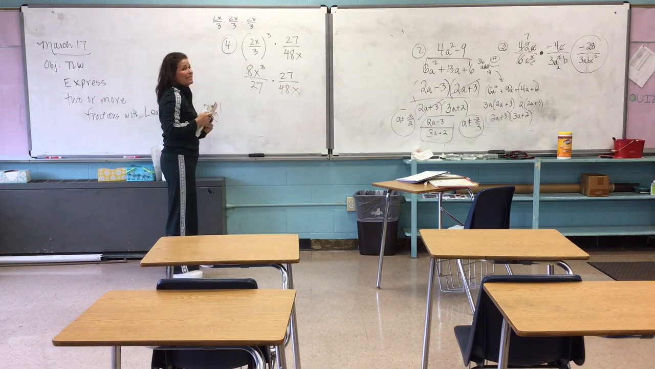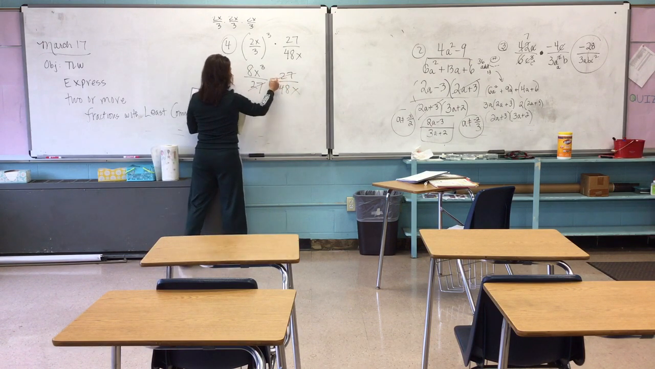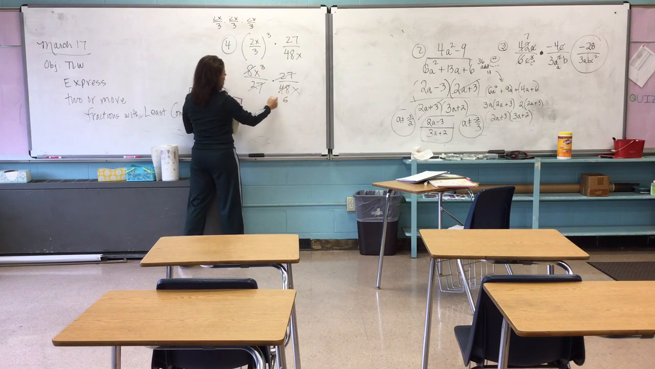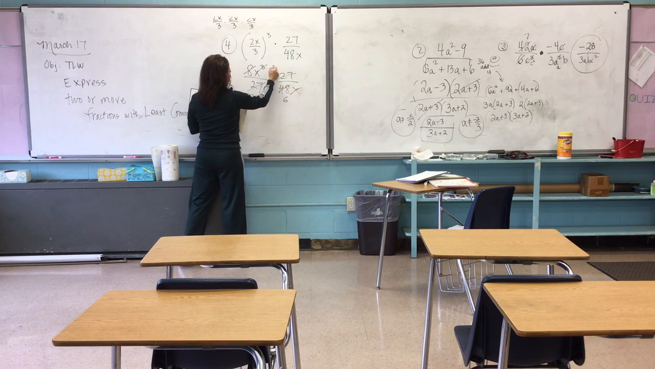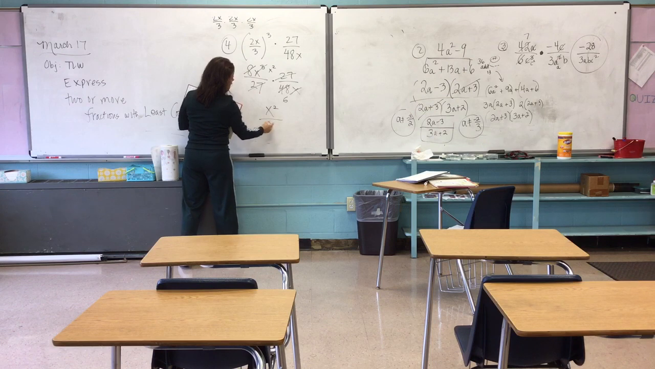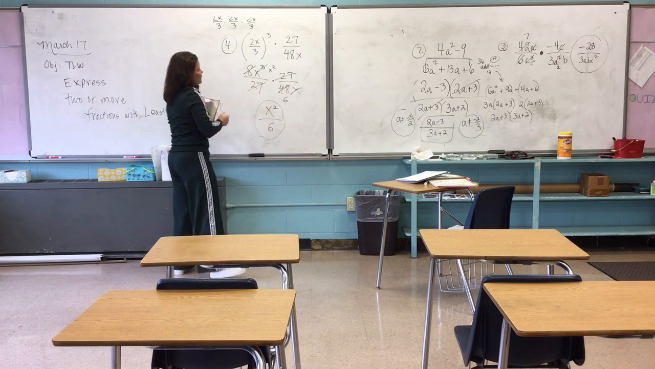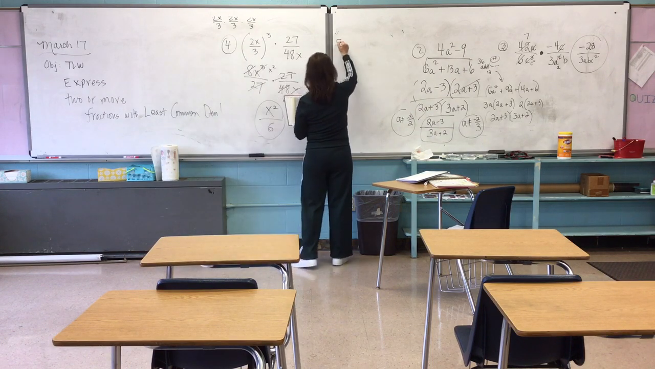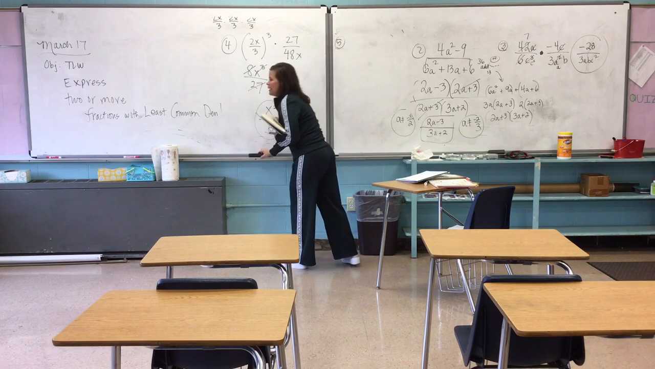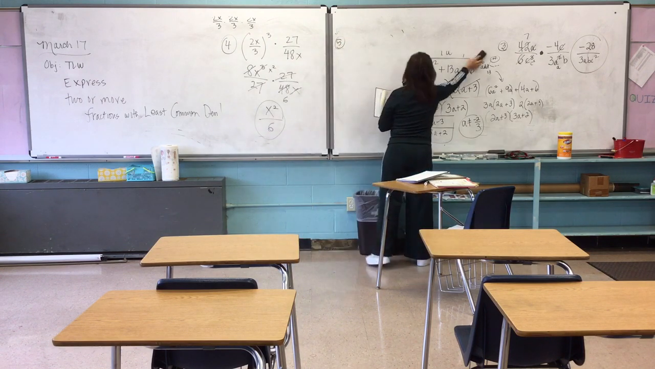Now I get to start canceling. The 27 leave, 8 goes into 6, and the x leaves an x squared. So my answer, x squared over 6. Hopefully we got that right. Number 5, Nick, are you getting these right? Nick, I hope so.